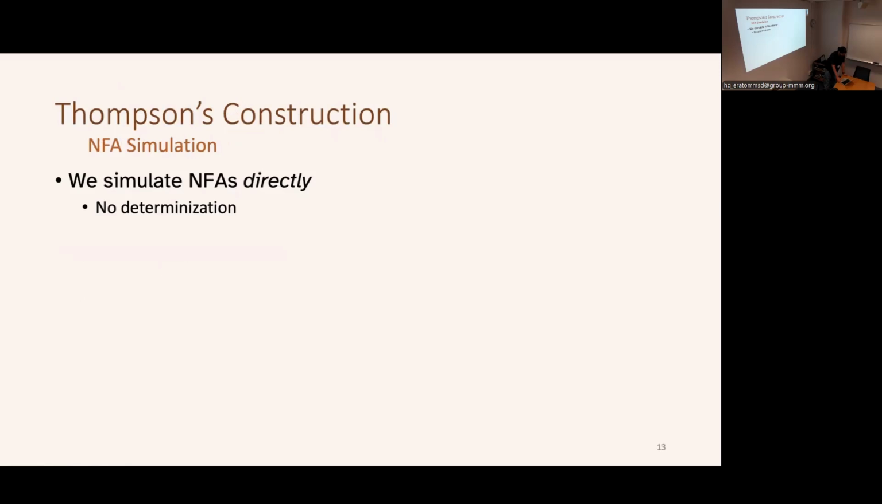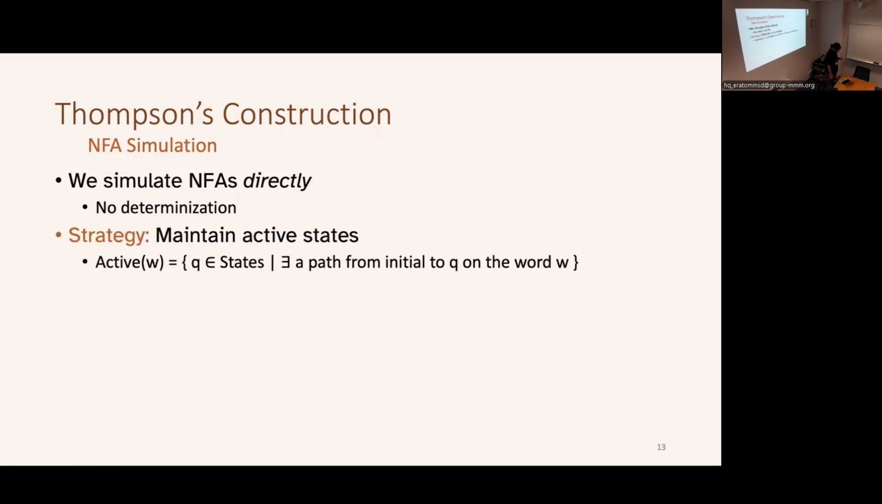And so one of the choices that we made was to simulate NFAs directly rather than going through a step of determinizing first and then simulating the deterministic automata. And here what we do is we maintain what I will call the set of active states. The set of active states are those states for which you have a path on the current word from the initial state to that particular state.